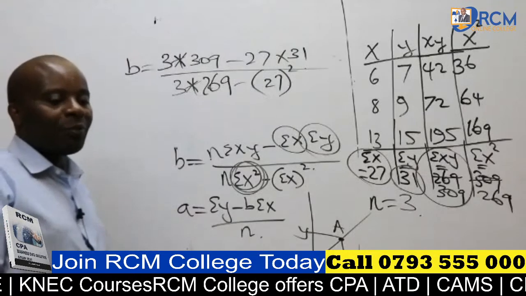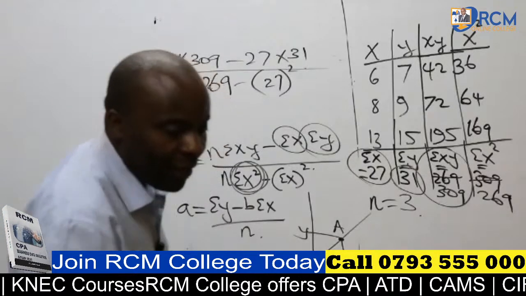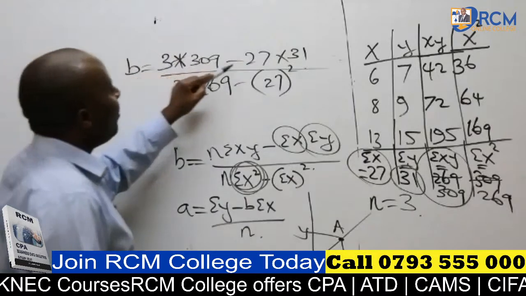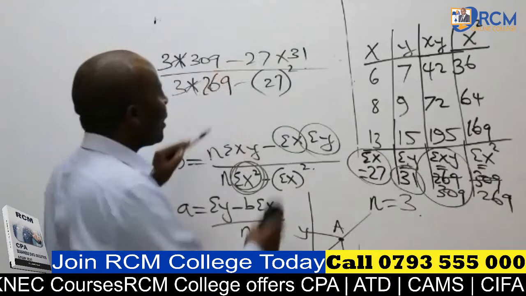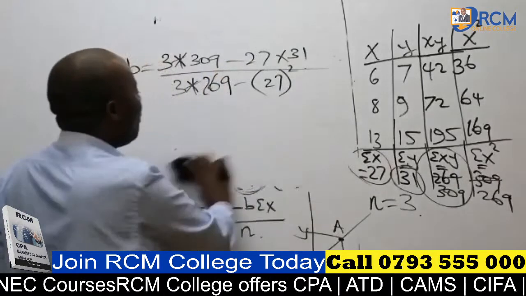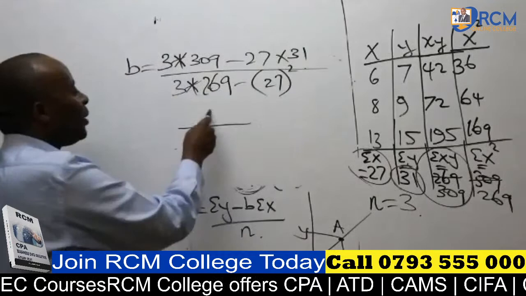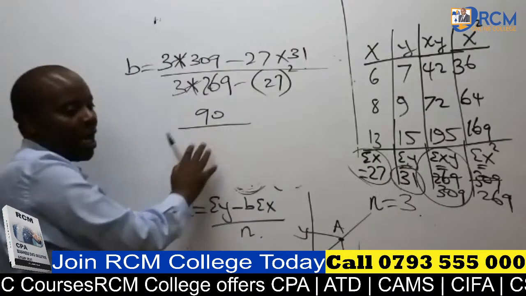So according to Fatma Mohammed, the answer is 90. James Areba has also said, taking 3 times 309 minus 27 times 31, that the numerator is 90. The numerator is 90. Can a different student give me the value of the denominator now?